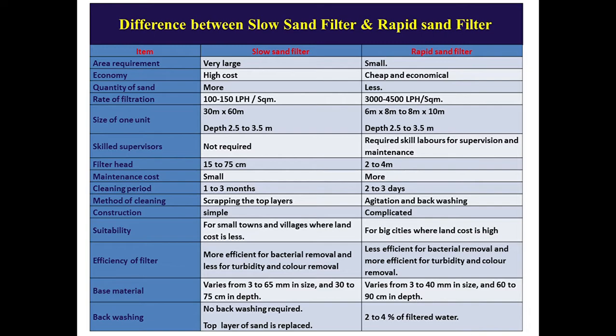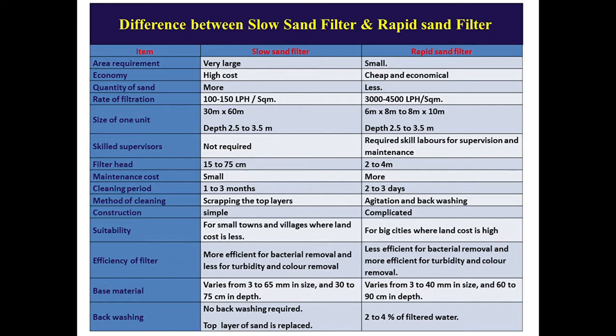Skilled supervisors. For working and maintenance, no skilled supervisors or labor is required in slow sand filter, whereas in rapid sand filter, it requires highly skilled laborers for the supervision and maintenance purpose. Filter head. In slow sand filter, the filter head is about 15 to 75 centimeter, whereas in rapid sand filter, the filter head is about 2 to 4 meter.